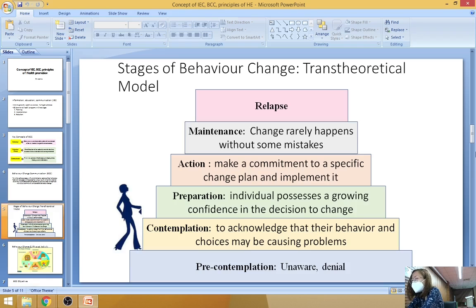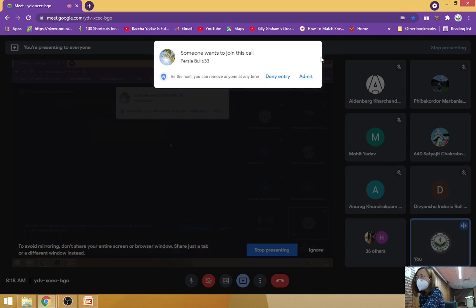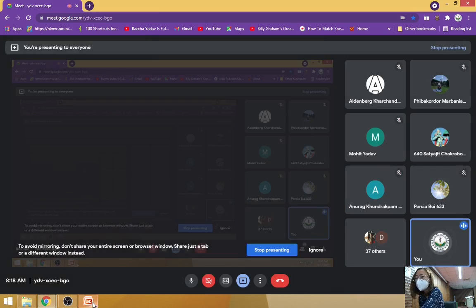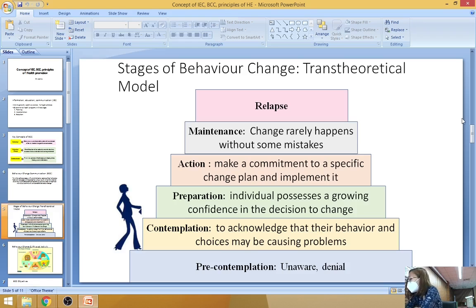The individual possesses a growing confidence in the decision to change. Now he has decided. Preparation means he has prepared himself that he will stop smoking. Okay, not yet stopped, but he has decided that this is going to cause a lot of side effects, very harmful for the health. So, let me stop smoking, like that. He has made up his mind. That time is called preparation.